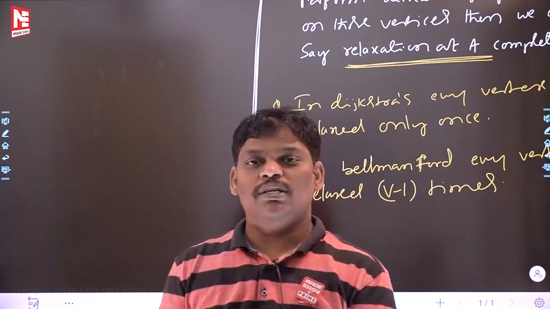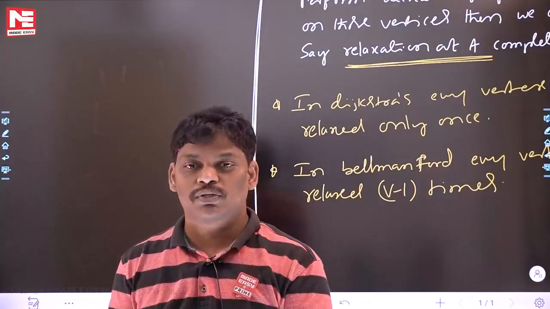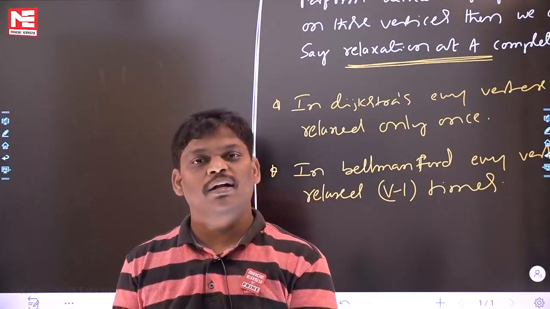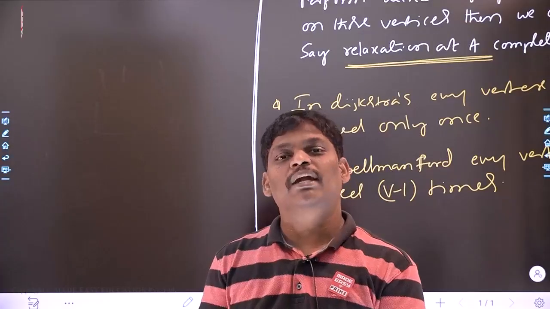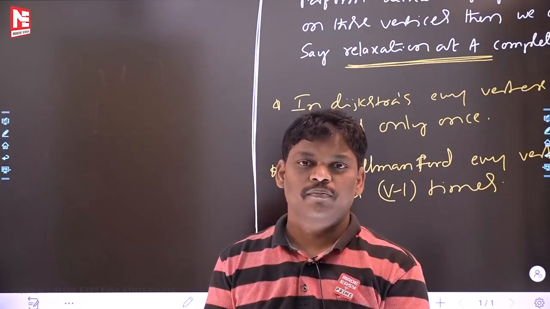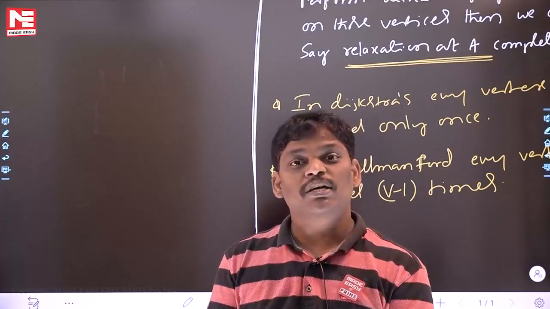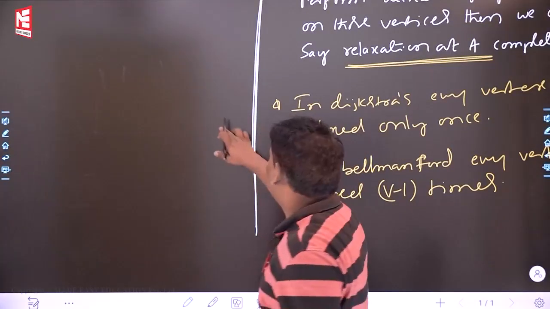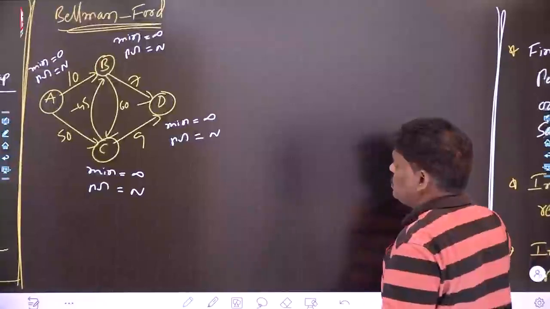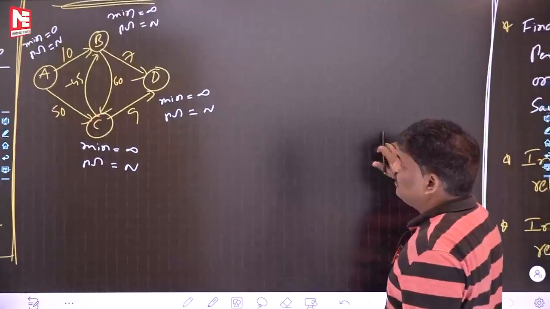In the case of Dijkstra's, every vertex will be relaxed only once. You cannot relax again. One time only you have to do. Next one, in the Bellman-Ford algorithm, many times you will do. How many times? V minus 1. I'm thinking that you are really comfortable. Fine, let's see this one. I think everything is clear.